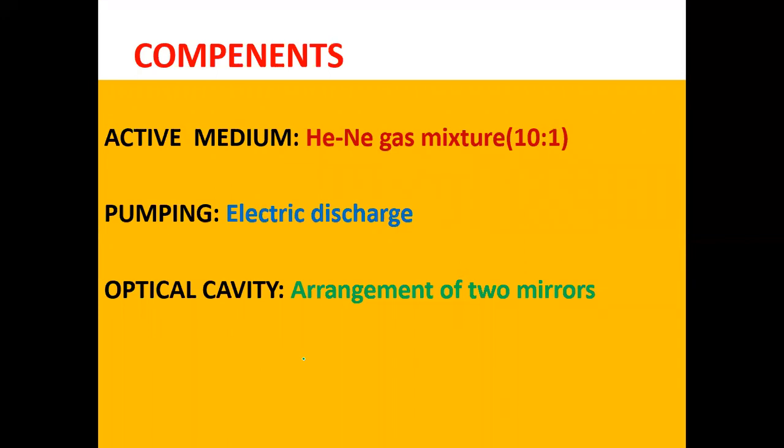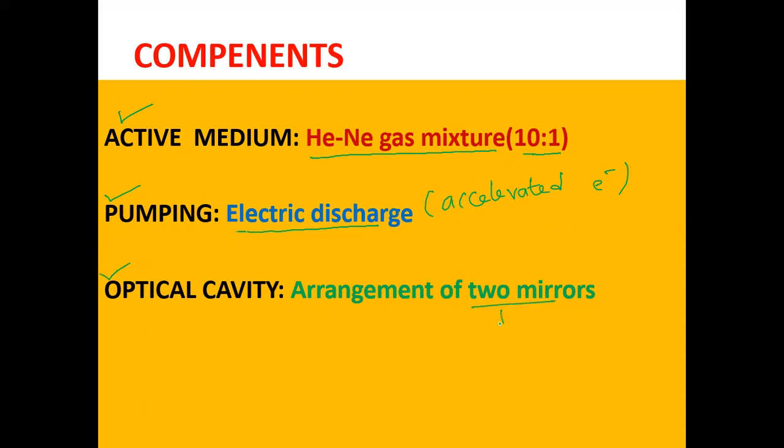This laser has 3 components. The first one is the active medium. Here we considered a helium neon gas mixture in the ratio 10:1. For the pumping process, we consider an electric discharge which emits accelerated electrons. The optical cavity basically has 2 mirrors.